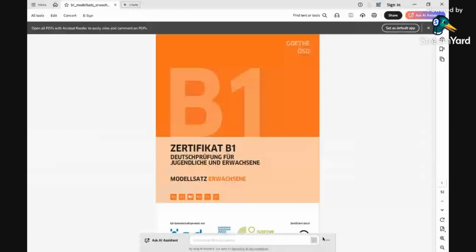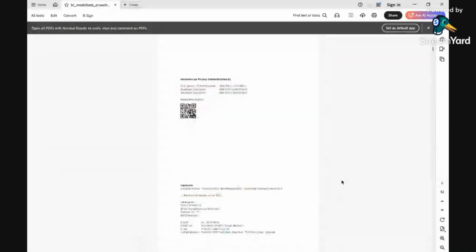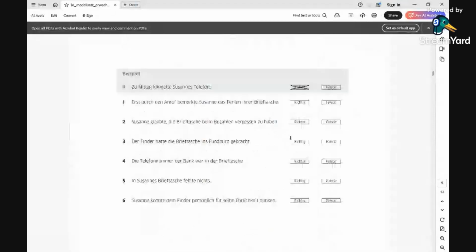So today we are going to solve another paper together, and we are going to solve B1 Goethe Teil 1 for Lesen. So I've chosen a paper which we are going to do together, and this is the paper here.